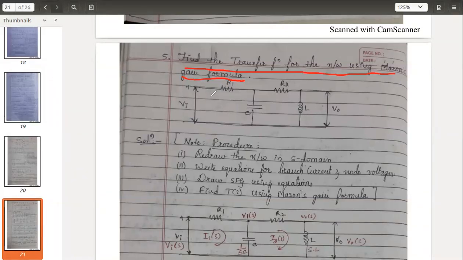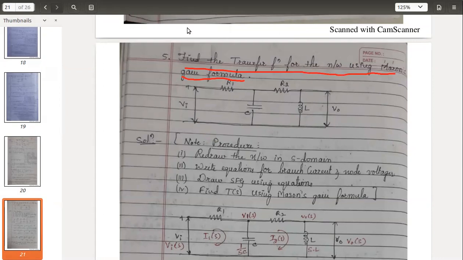However, here the question is, for a given electrical network, you should first find the signal flow graph. So this question is a little bit different. It is not simply the solution of this electrical network for a transfer function. You have to convert this into a signal flow graph first, and then you should find the transfer function. So how to convert the given electrical network into a signal flow graph?